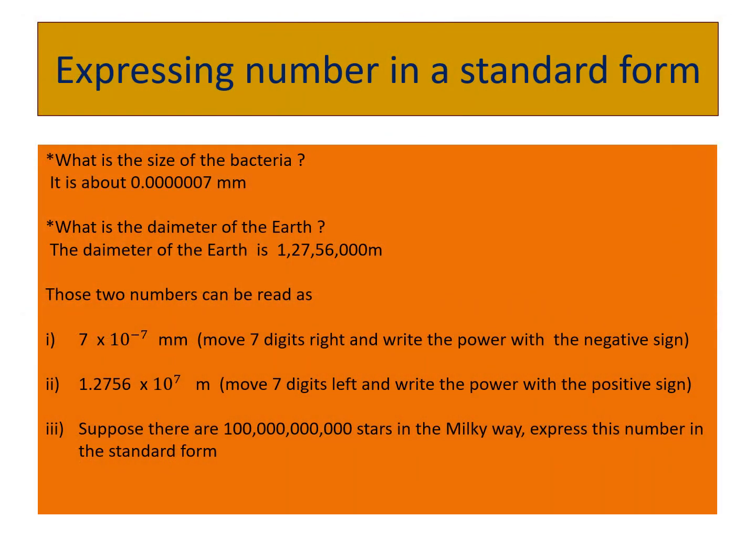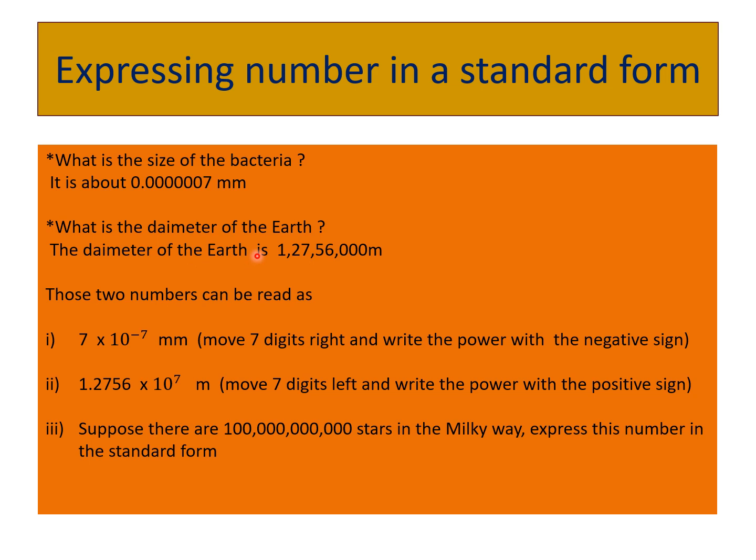Next, we will see how to express a number in a standard form. What is the size of the bacteria, children? It is about 0.0000007 millimeter. Really difficult to tell this number, no? Okay. What is the diameter of the earth? The diameter of the earth is 1 crore 27 lakh 56,000 meter. Really great.